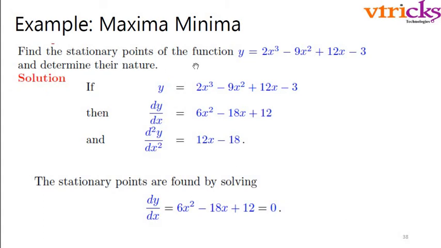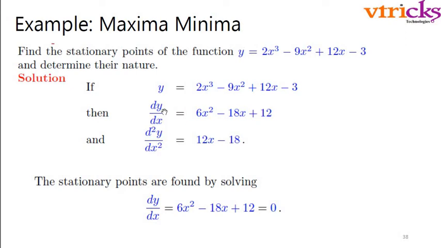So we'll go and check out the same function. We were given y is 2x cubed minus 9x squared plus 12x minus 3. So this is the function. We have to find the stationary points of this function and we have to determine the nature of the stationary points. What do I mean by the nature? Whether these stationary points represent a maxima or a minima. So we start with considering y is 2x cubed minus 9x squared plus 12x minus 3.